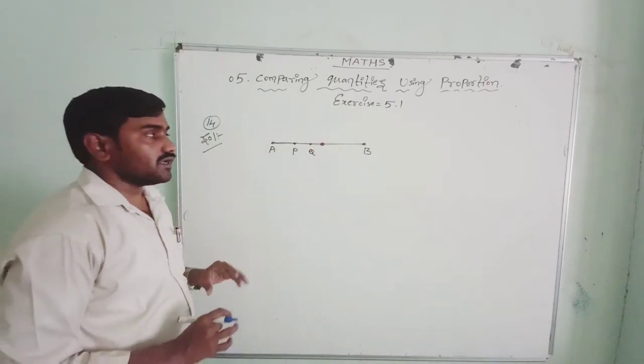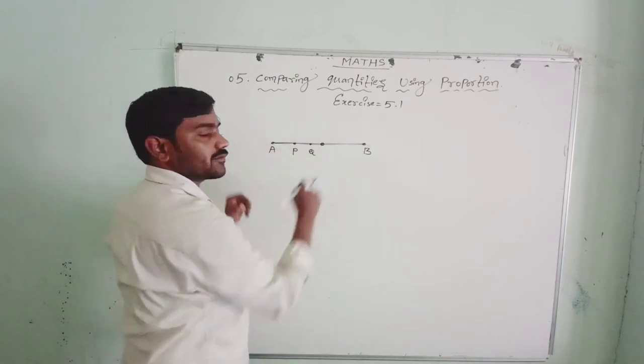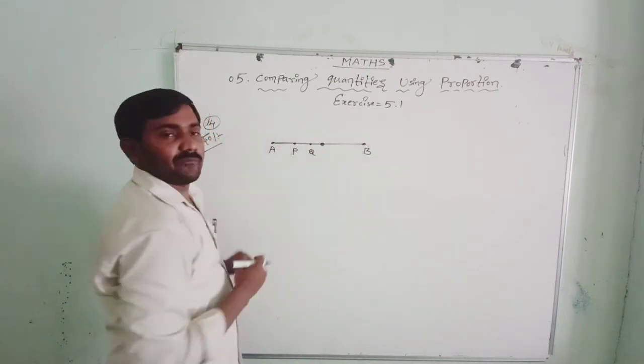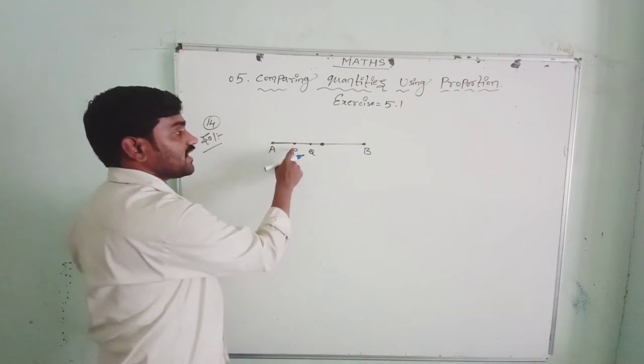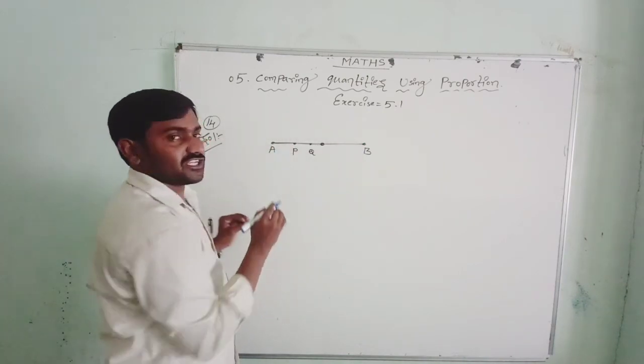There are 2 points P and Q on the AB line segment, on one side of the midpoint. Then this P divides this AB line segment in the ratio of 2:3.